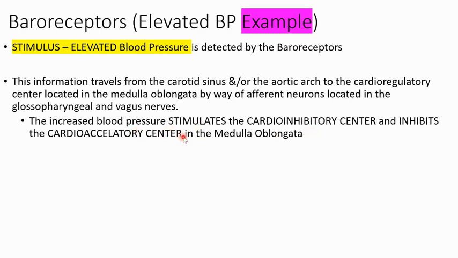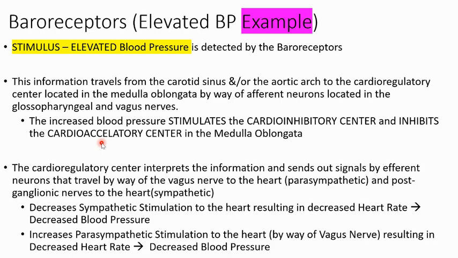So the increased blood pressure wouldn't tell the cardioacceleratory center to speed up, right? It's going to target the inhibitory center, telling it to slow down. And it's going to prevent the cardioacceleratory center from continuing with the acceleration. So it's going to stimulate one and inhibit the other.